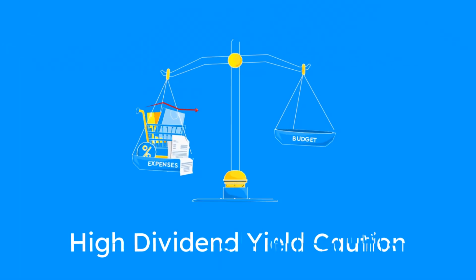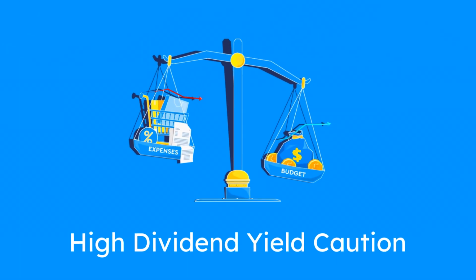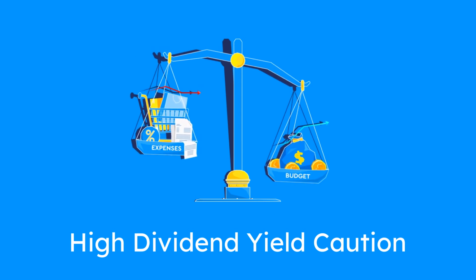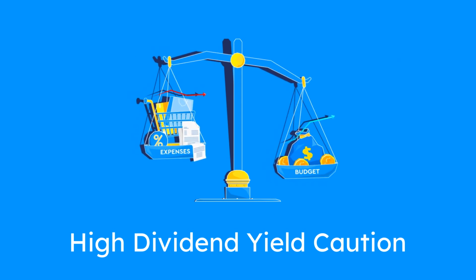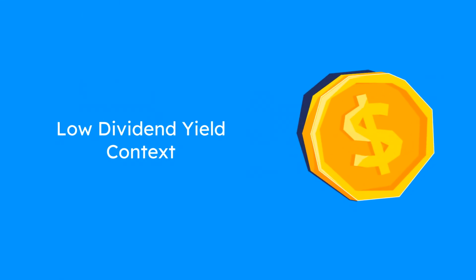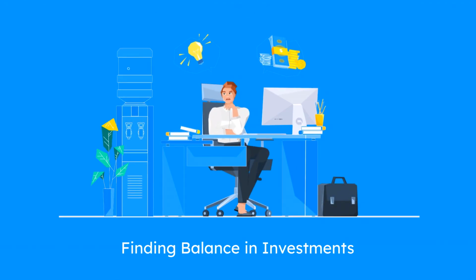A high dividend yield can be attractive, but investigate whether it's sustainable. A very high yield might signal trouble, e.g., the company is paying more than it earns. A low dividend yield might indicate growth-focused companies reinvesting profits instead of paying dividends. Look for consistent dividend-paying stocks if you want steady income, but balance it with growth opportunities.